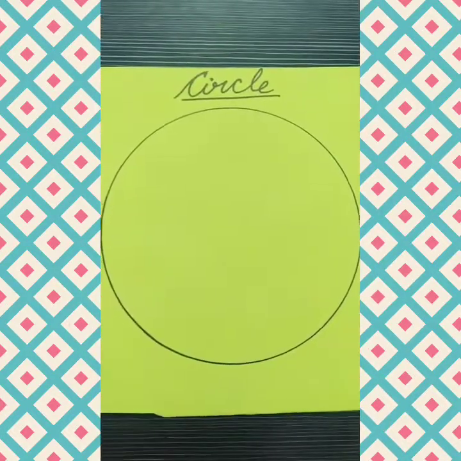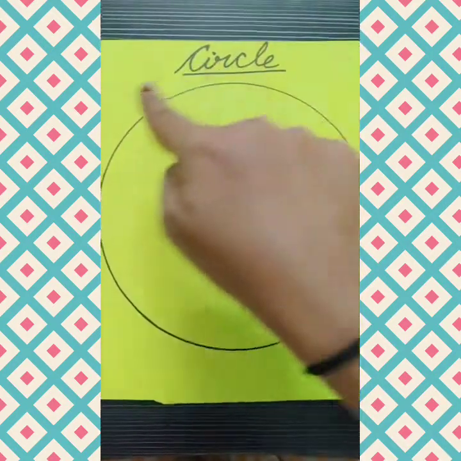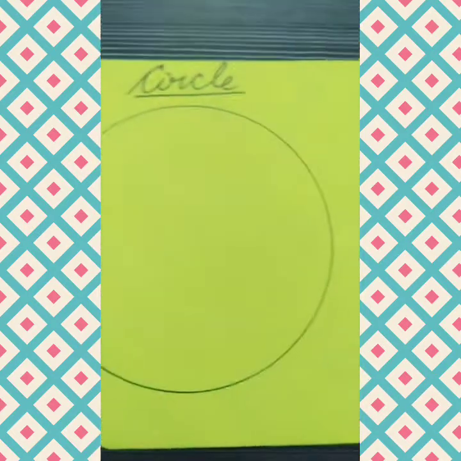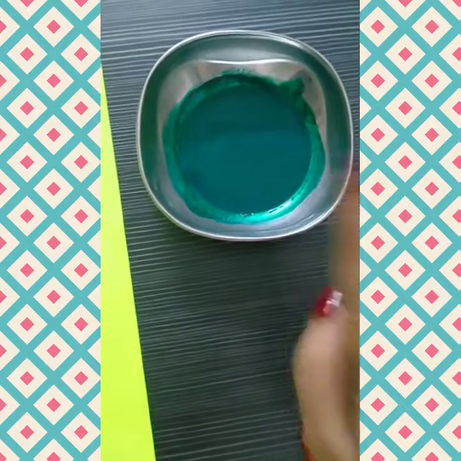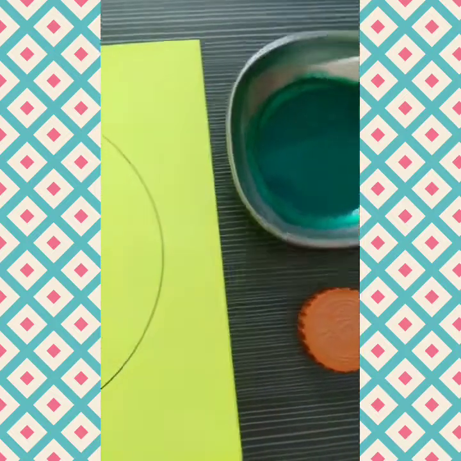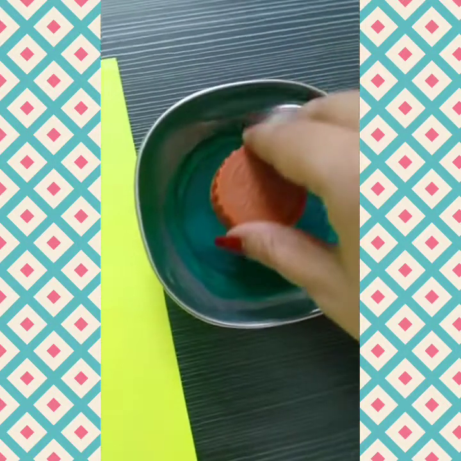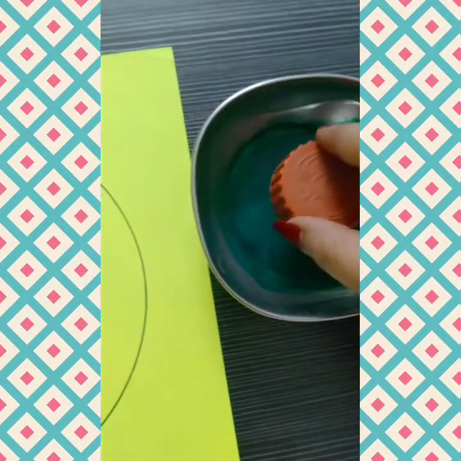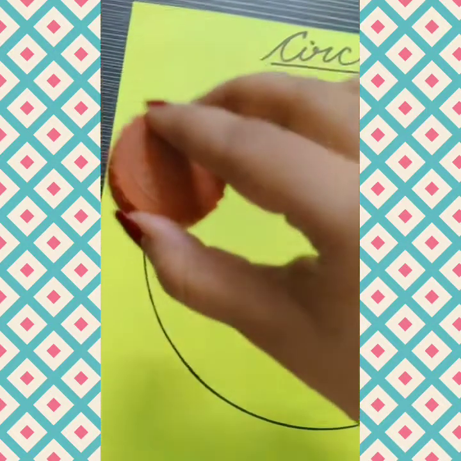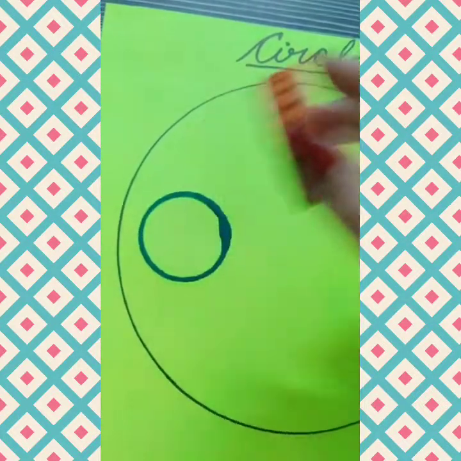Now kids, it's an activity time. So are you ready for the activity? Yes, come. So kids, for this activity you have to take one paper and make one big circle on it. Okay, now I am taking color and one cap. Okay, so kids, here we have one big circle. Now I am taking this cap and dipping this cap in color and now press it like this slowly and take your cap.